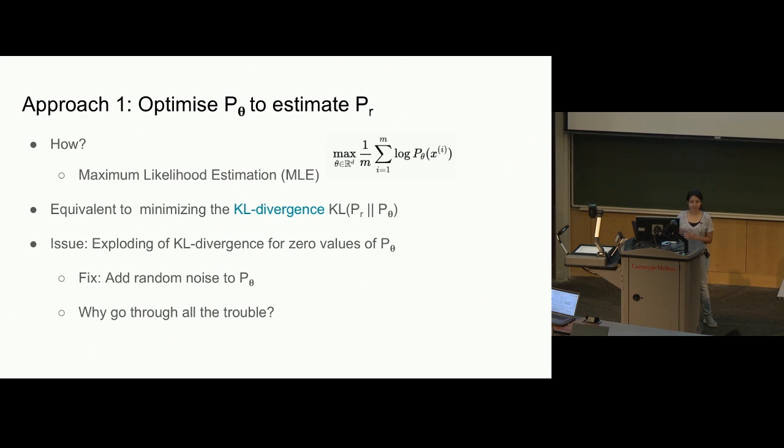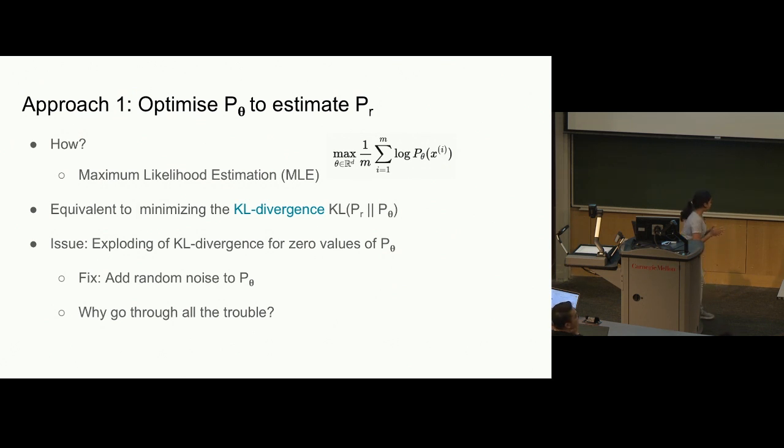This maximum likelihood estimation is kind of close to estimating or minimizing the KL divergence between the two distributions PR and P theta. It's the same as trying to minimize the divergence or distance between these two distributions, and doing that by minimizing KL divergence. With this technique, the issue that we fall into is explosion of KL divergence whenever P theta becomes 0.